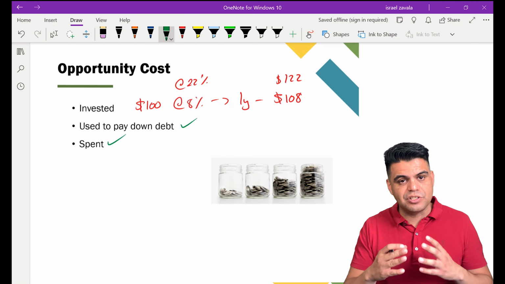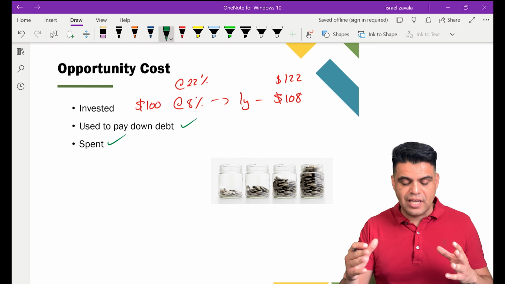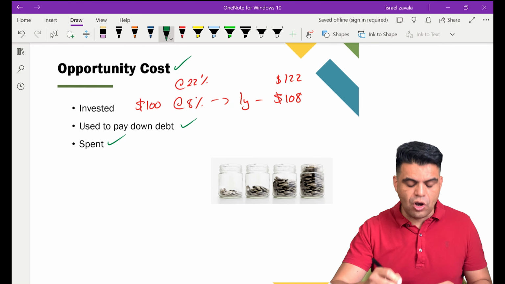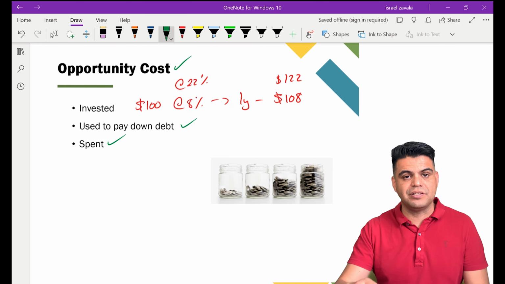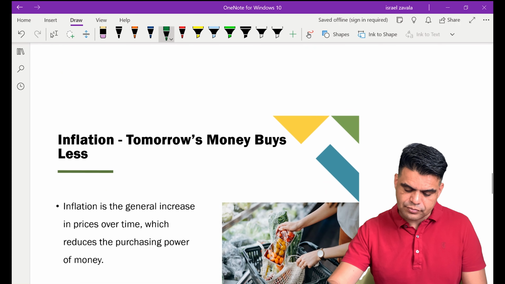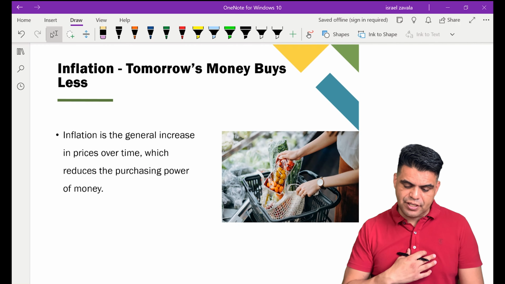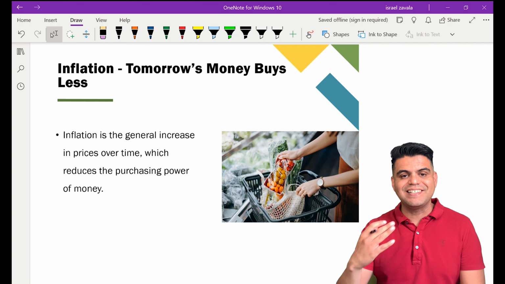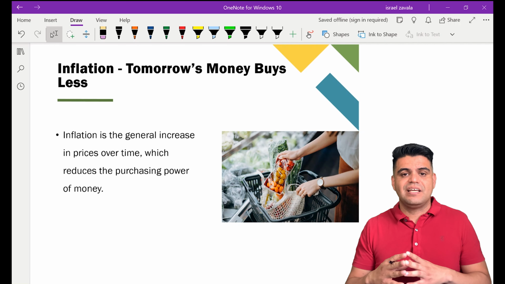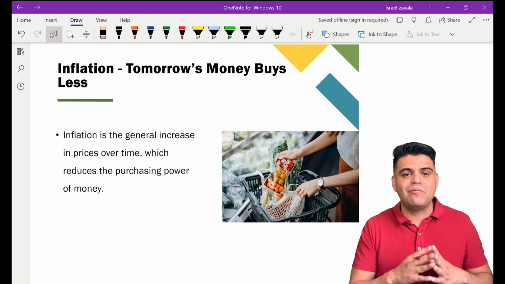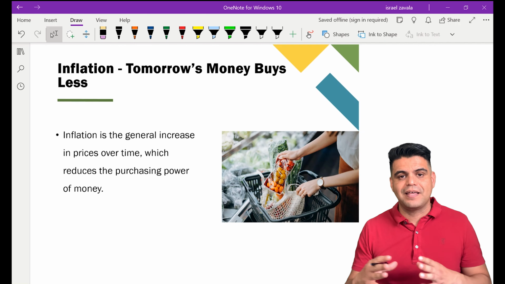So that's what you can do with your money. By waiting, you forego the ability to do that today. You miss out on the opportunity cost. Okay. So inflation: tomorrow's money buys less. This is an interesting time period, because I think that if you go back 5 years, your money went a lot further than it does today.